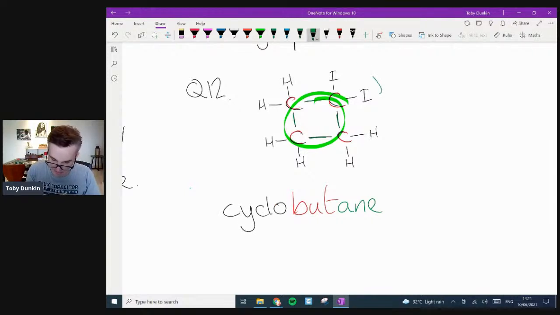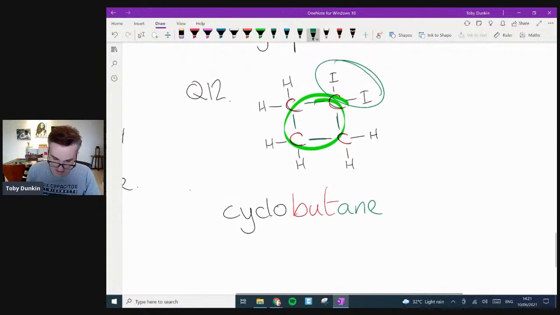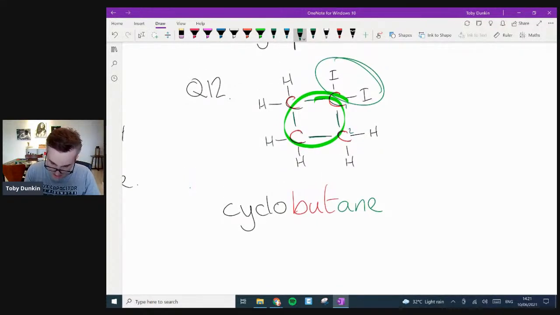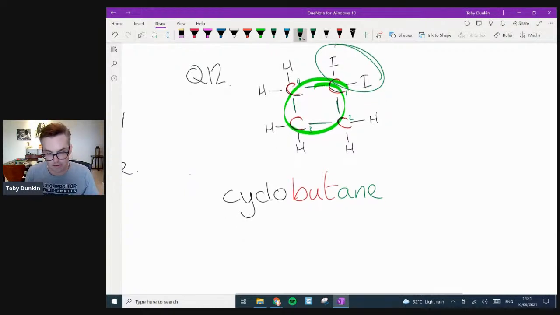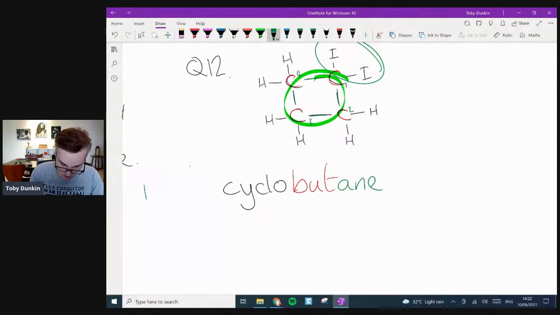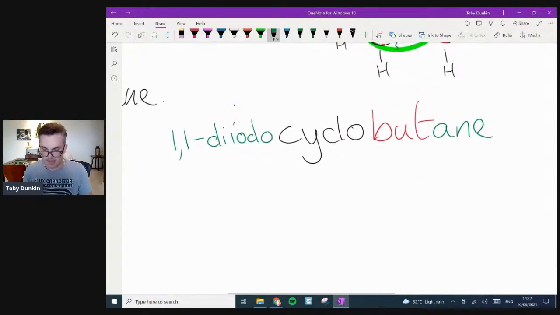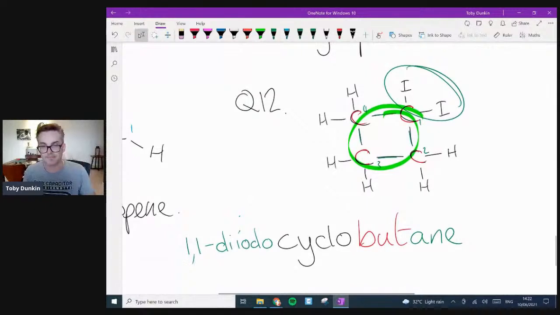Now I add in my prefix of that one, and it's going to be on carbon number 1. Doesn't matter which way round I count it, as long as I make that number 1. And there are going to be 2 number 1s. This will be 1,1-diiodocyclobutane. It's all a game. Not tri. Tri is 3. Di is 2.